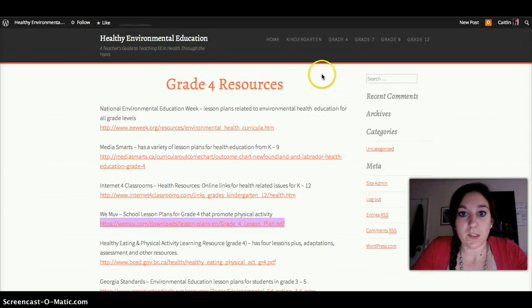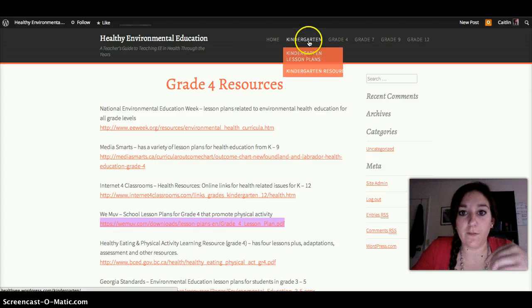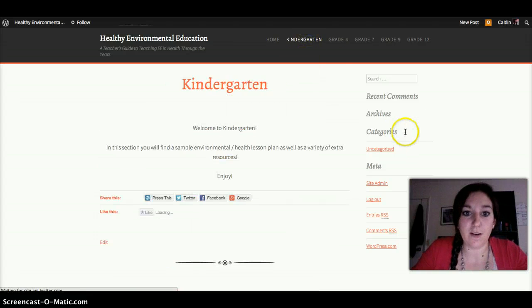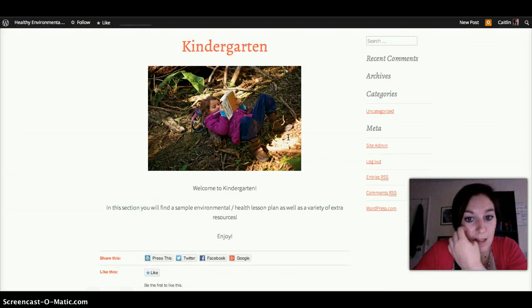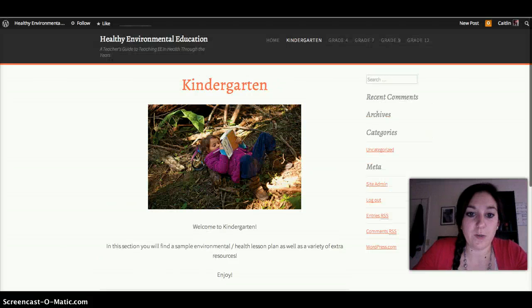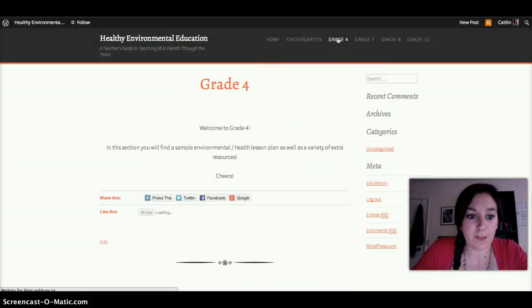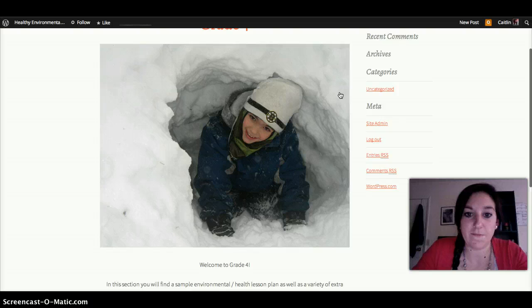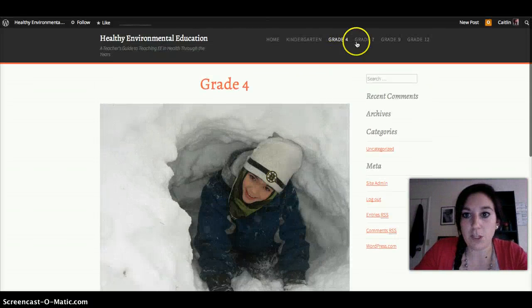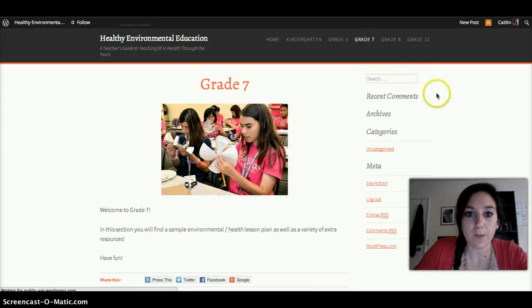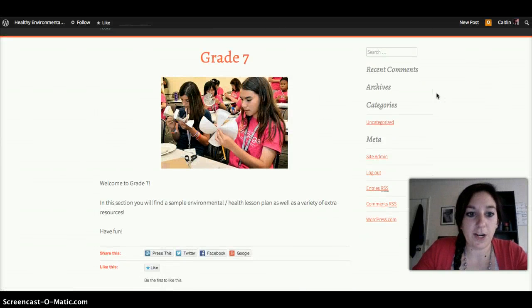Alright, so I just showed you kindergarten and grade 4. Again, the main page of kindergarten just says, welcome to kindergarten. In this section you'll find sample environmental health plans as well as a variety of extra resources, and they're all the same. Grade 4 is the same, just a different photo. Welcome. Do we need welcome? And then we'll jump ahead to grade 7. Welcome to grade 7. In this section you will find sample environmental health lesson plans as well as a variety of extra resources.